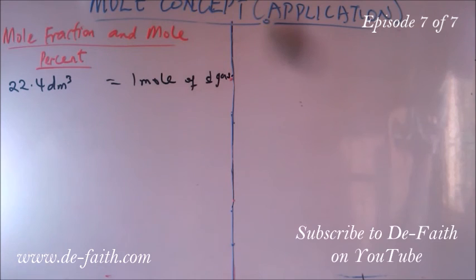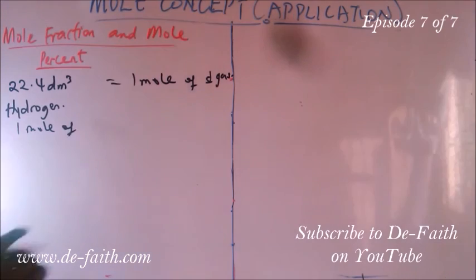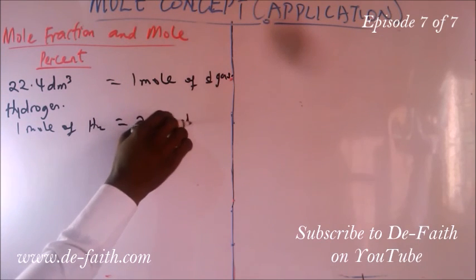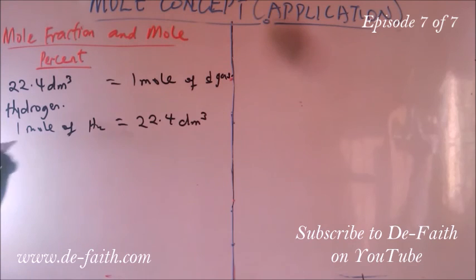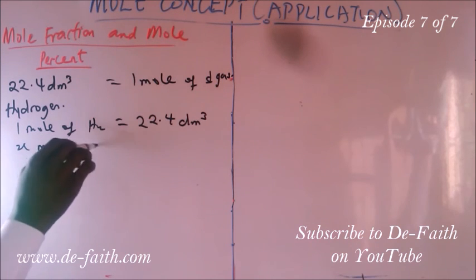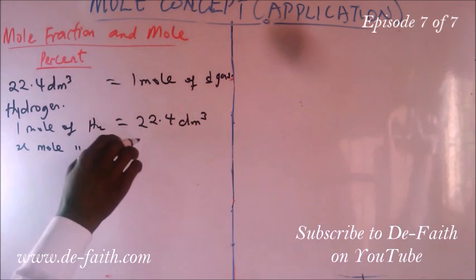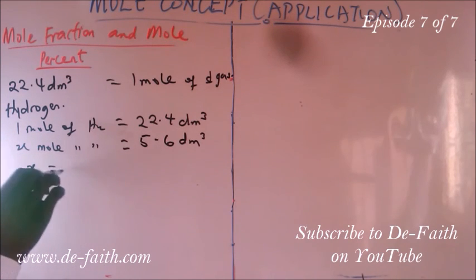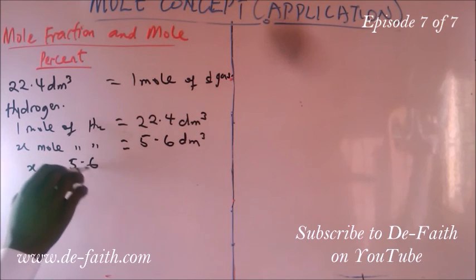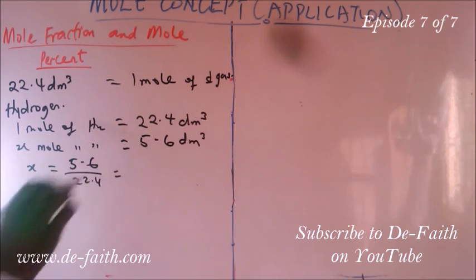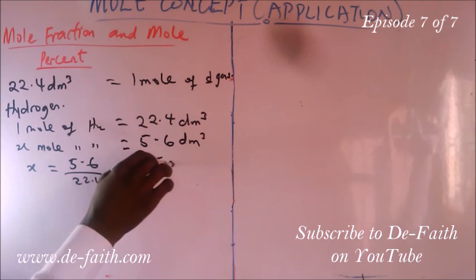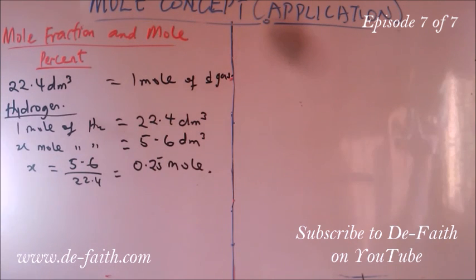And so we are going to relate all the gases, starting with the first one, that is hydrogen. We know that 1 mole of hydrogen gas equals 22.4 dm cubed. Hence, how many moles of hydrogen will 5.6 dm cubed be? So we have it that x equals 5.6 divided by 22.4, and that will yield 0.25 mole. So that is the first one for hydrogen.